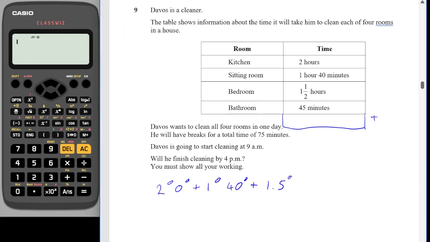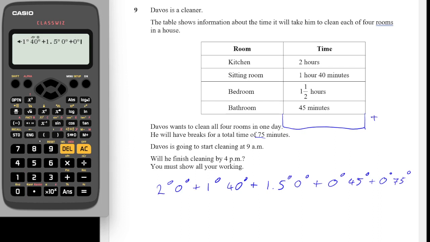I'm going to type that in as 1.5 hours and 0 minutes plus 45 minutes is 0 hours and 45 minutes. And then I'm going to add on this break time of 75 minutes. So that will be 0 hours and 75 minutes. And my calculator will do the grunt work here. So 2 hours and 0 minutes plus 1 hour and 40 minutes plus 1.5 hours and 0 minutes plus 0 hours and 45 minutes, plus 0 hours and 75 minutes.